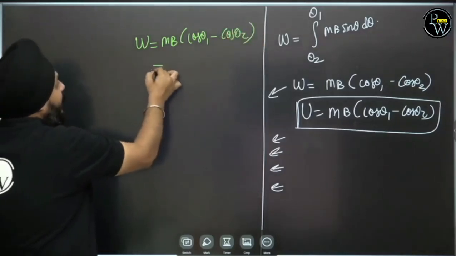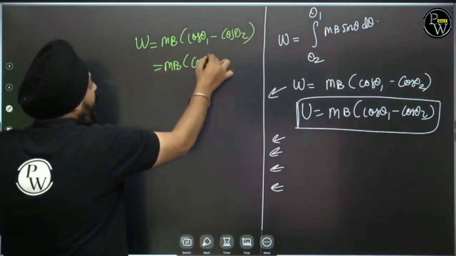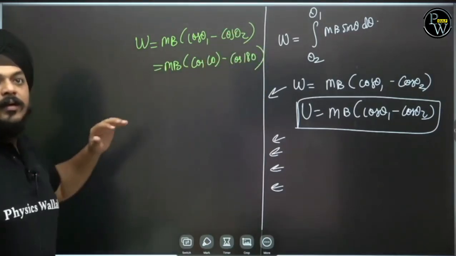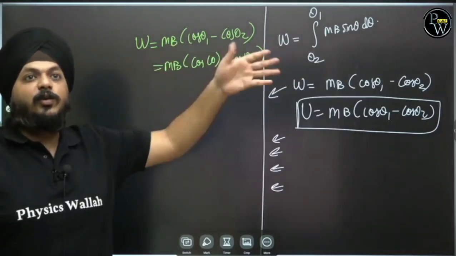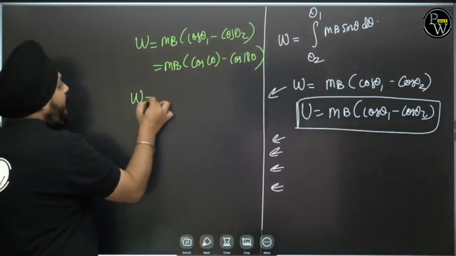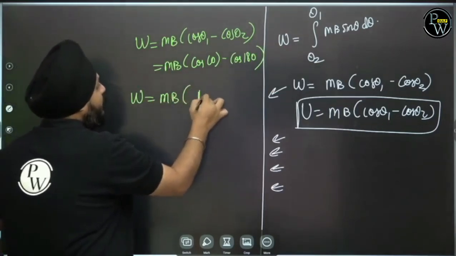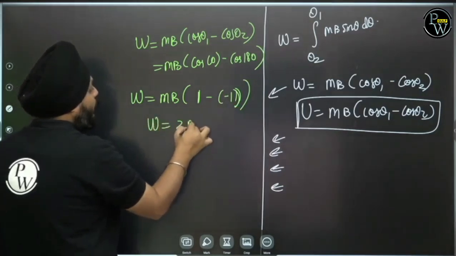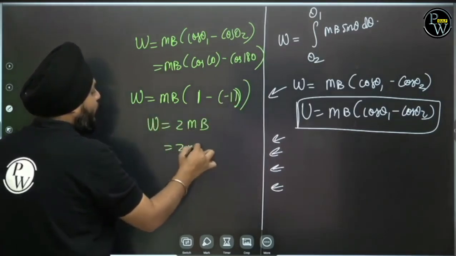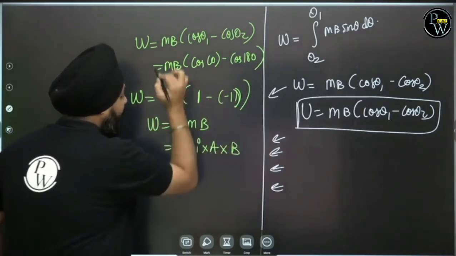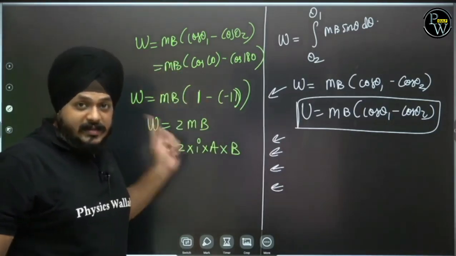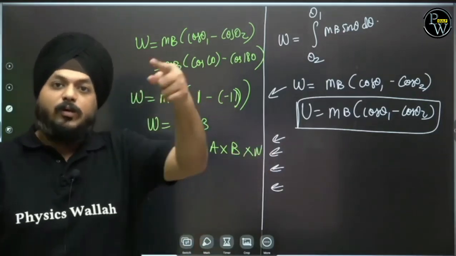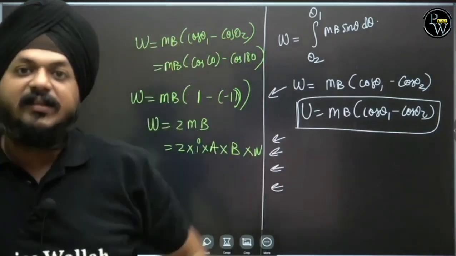180 degree means that initially the angle was 0, and finally it was rotated by 180 degree. So work done is going to be MB, cos of 0 is 1, cos of 180 is minus 1. So this work done is going to be 2MB. So this is 2 into current into area into the magnetic field. Does it have a number of turns? Yes, then it is going to be multiplied by n. Now you just have to replace the values and get the answer.